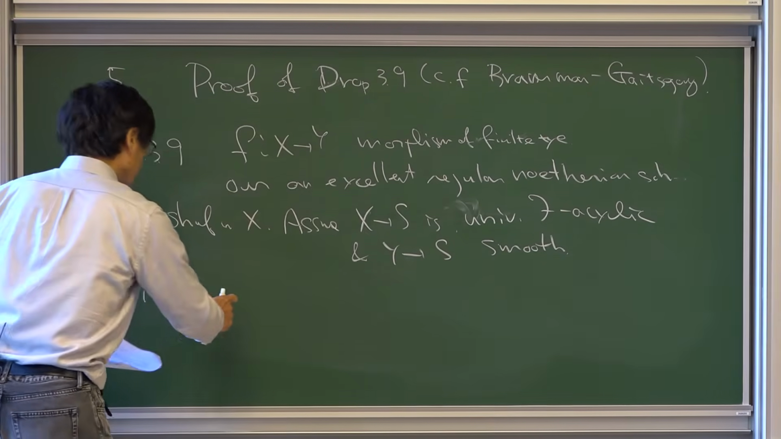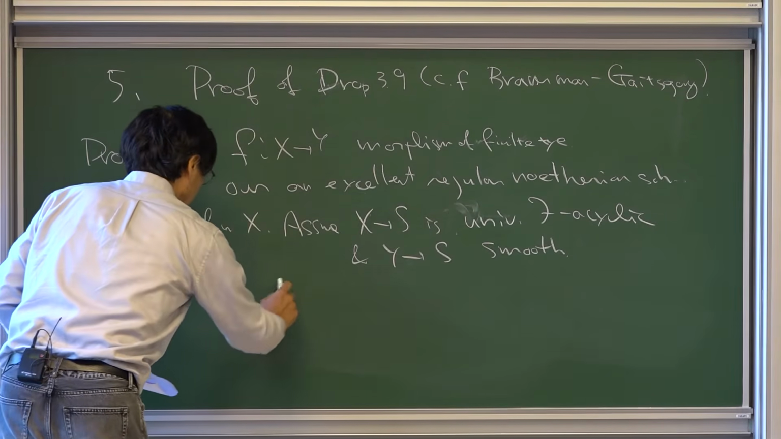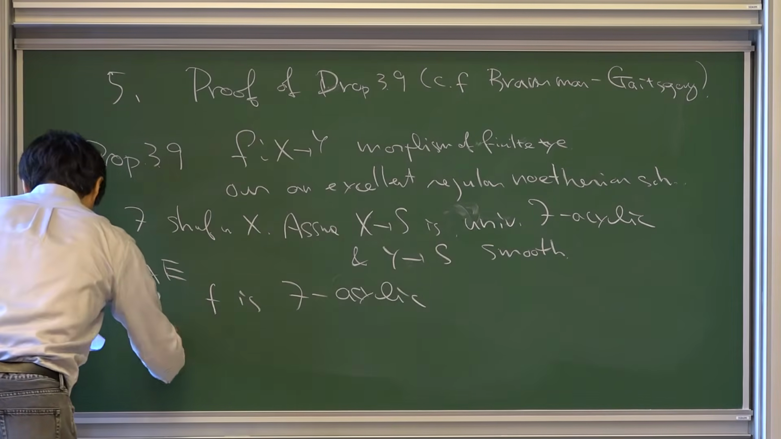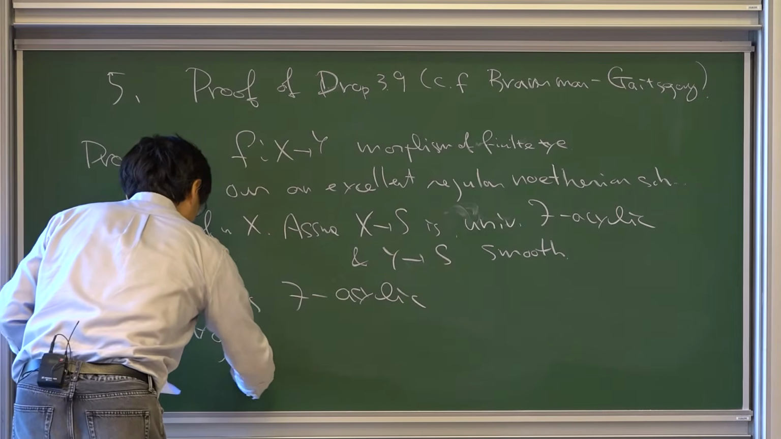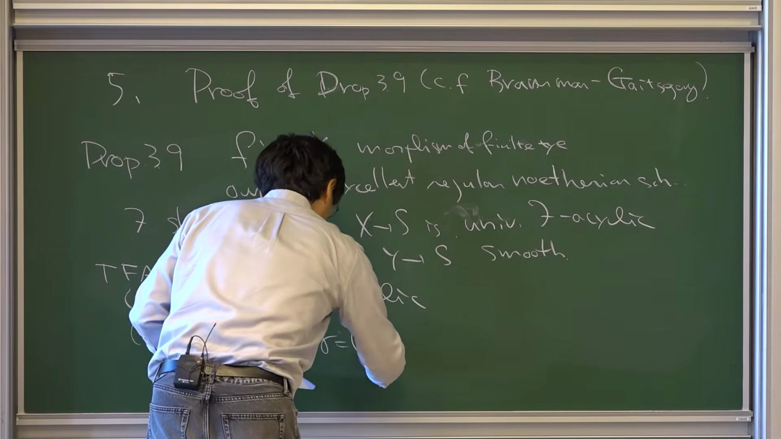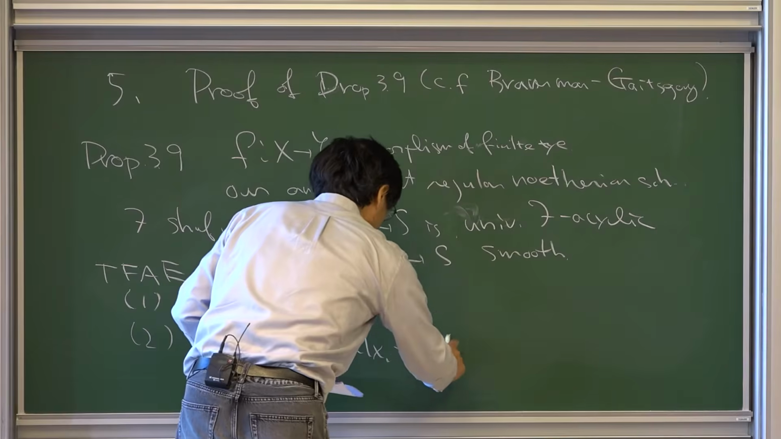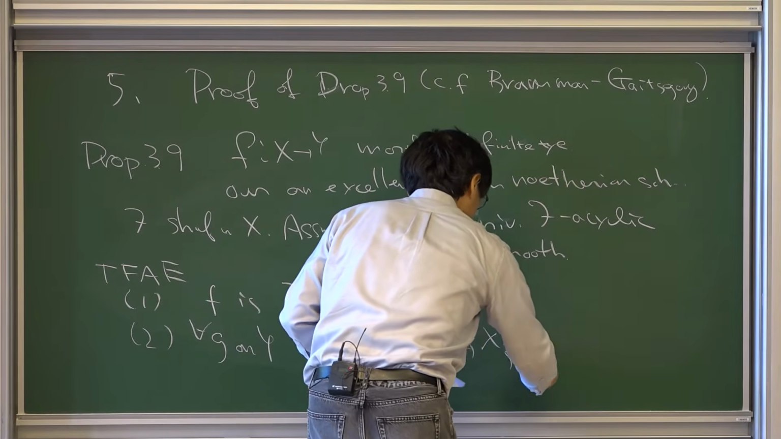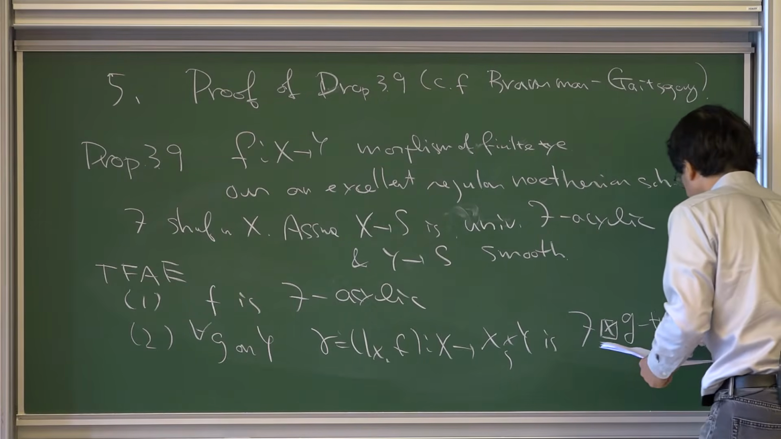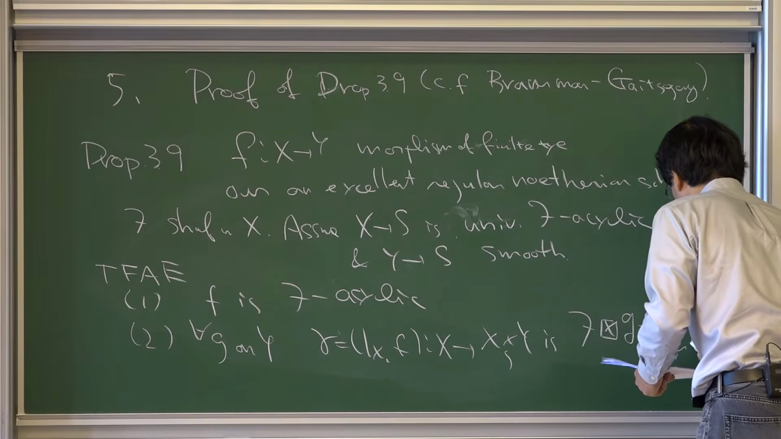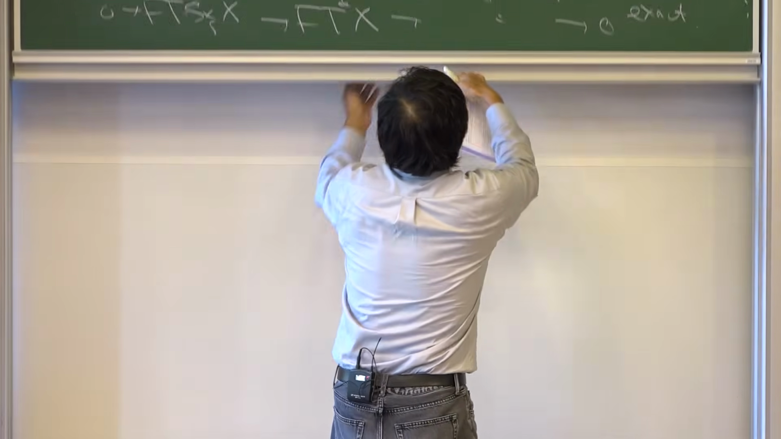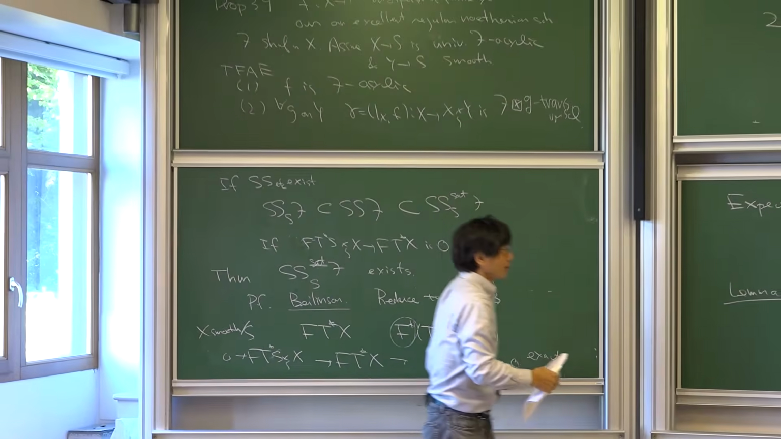The first one is that F is F-acyclic, and the second one is that for any sheaf G on Y, this graph action is transversal.